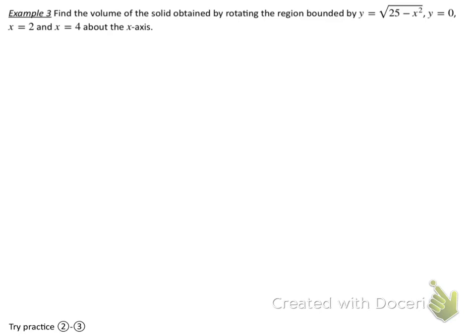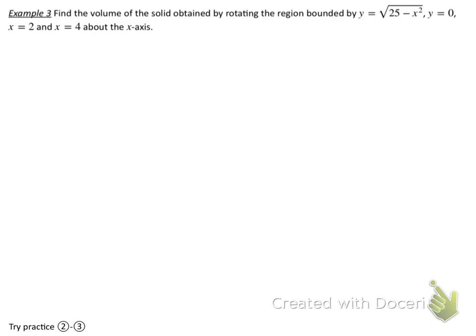Example 3. Find the volume of the solid obtained by rotating the region bounded by y equals square root of 25 minus x squared, y equals 0, x equals 2, and x equals 4. Well, y equals 0, x equals 2, x equals 4, they're all horizontal and vertical lines. Those are easy. What is y equals square root of 25 minus x squared?